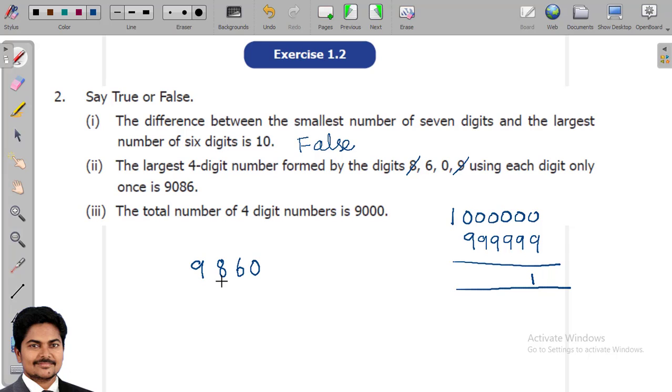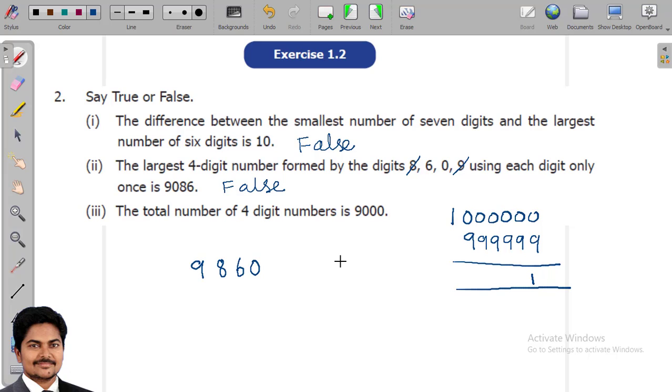So 9,860 is the largest 4 digit number formed by the digits 8, 6, 0, 9. But it is given 9,086 as the answer. The real answer is this one. So that is wrong. So write it as false. Moving to the third statement. The total number of 4 digit numbers is 9,000. So let us check the answer.